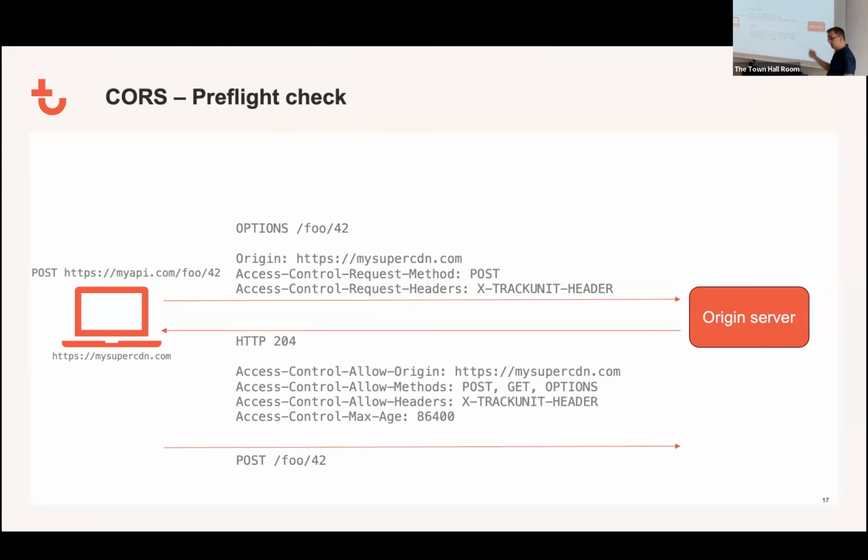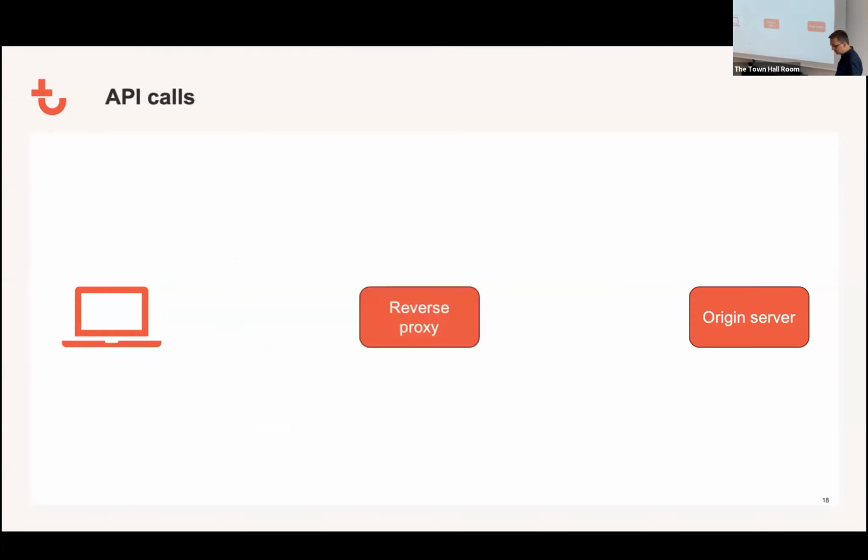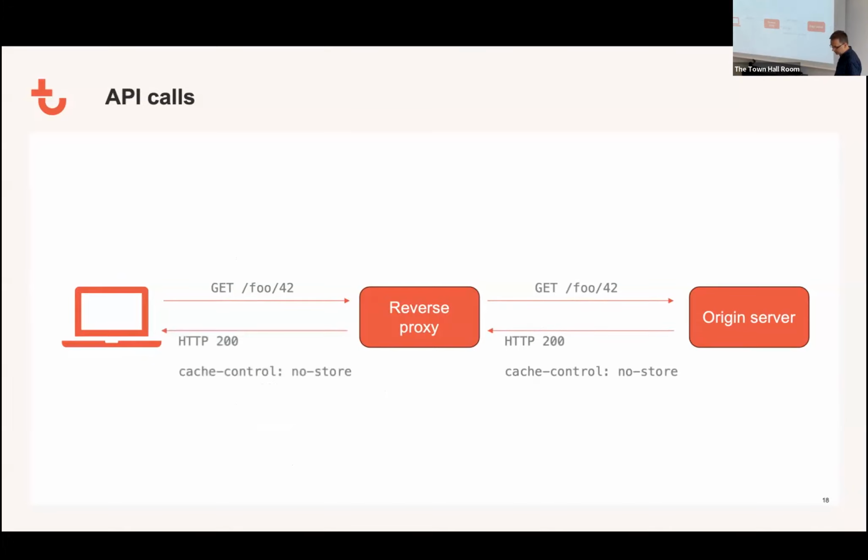That's an extra round trip. If you are, again, in Australia and trying to reach a server in the Netherlands, then it takes a while for this round trip. What you can do is route it through your reverse proxy instead. You send a request again, and it says Cache-Control: no-store because it's an API call. You don't want it cached. You want the latest. And it just returns it. So the reverse proxy simply becomes an intermediary router.